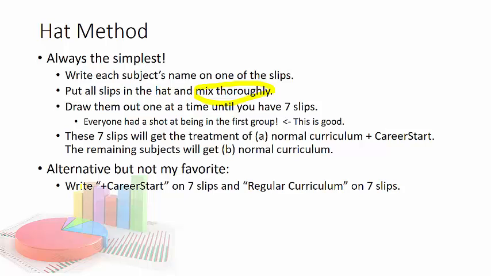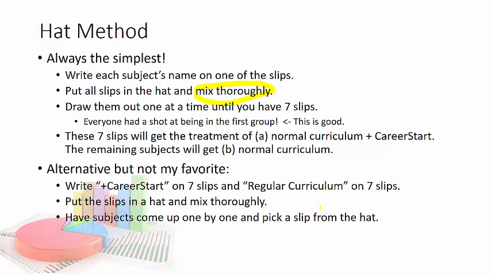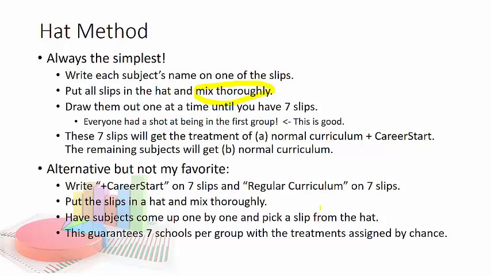So what you could do is write "plus Career Start" to represent the regular curriculum plus Career Start on 7 slips, and then write "regular curriculum" on another 7 slips. Put the slips in a hat and mix thoroughly, and have subjects come up one by one and pick a slip from the hat. This guarantees that the 7 schools were assigned by chance. I think the only thing that makes me a little wary about this is that if I know all the Career Starts are already picked, then I already know that I'm not getting it. There's something there that bugs me, but technically it's okay.